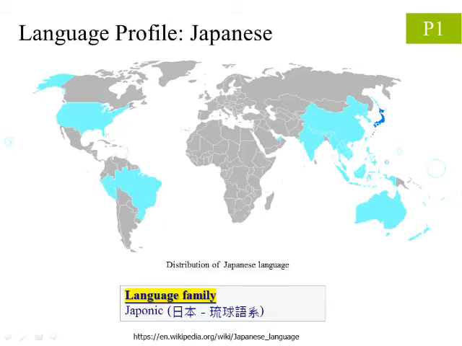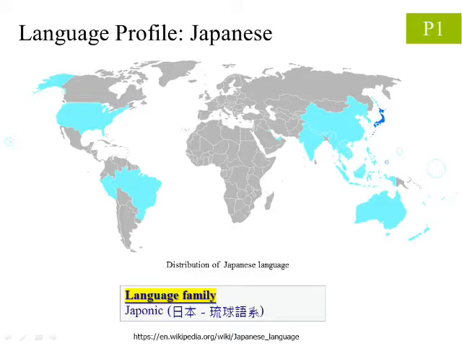Before we start, let us first briefly introduce the Japanese language. The users of the language are mostly located in Japan. The area marked in dark blue is the country Japan, and in light blue are the areas where Japanese is an important minority language.